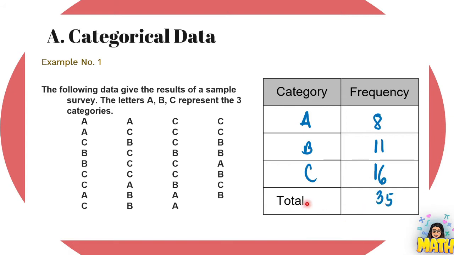It is important to put the total here para ma-double check natin kung na-count ba natin ng maayos yung lahat ng samples or data na meron tayo dito. So this is what we call frequency table for categorical data.